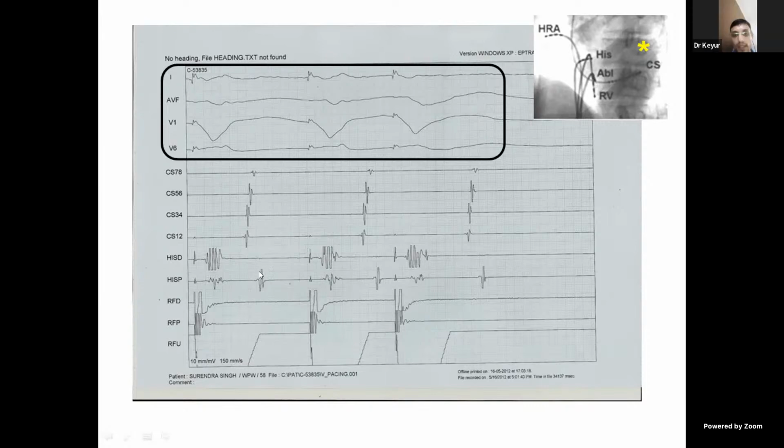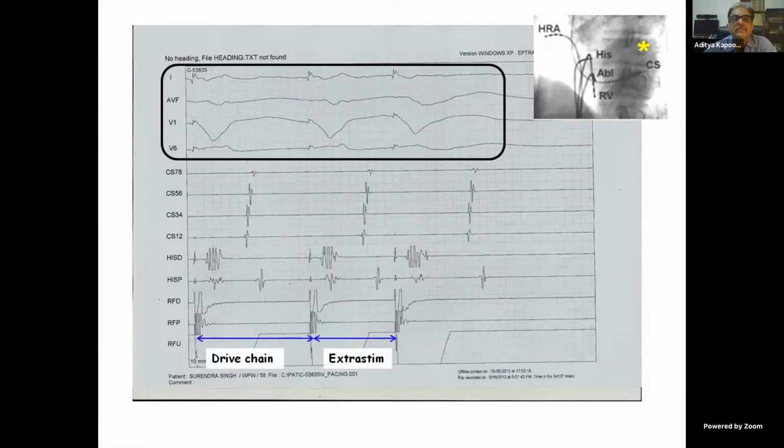Sir, it is not getting conducted through the AV node. If we look at the drive train, this is the extra stimulus, so this is the stimulus and the V, right? Now I'll map out the A's. Which A is the earliest? Sir, 1, 2, distal CS is earliest. And the His bundle is clearly here, the His bundle is late.